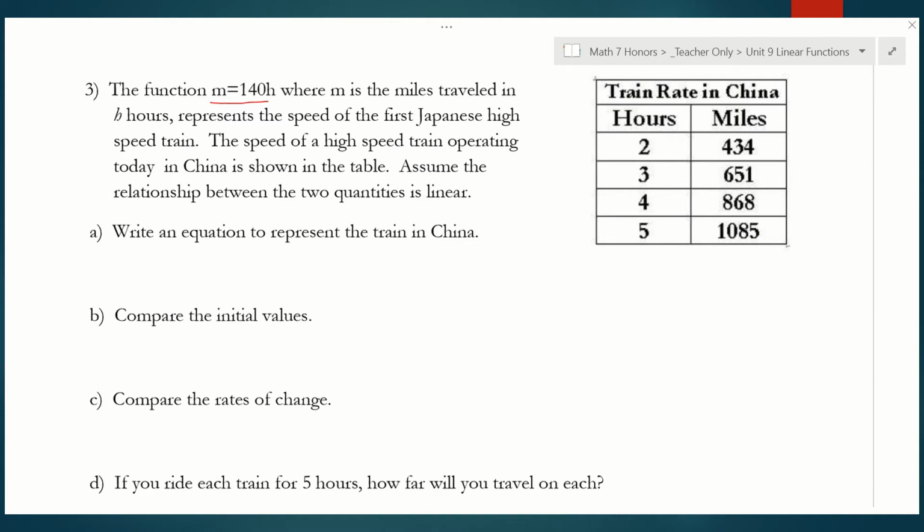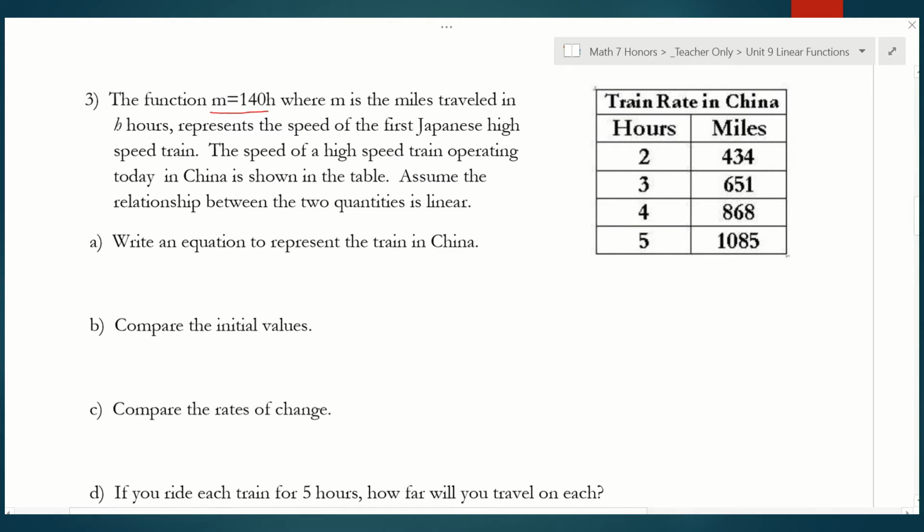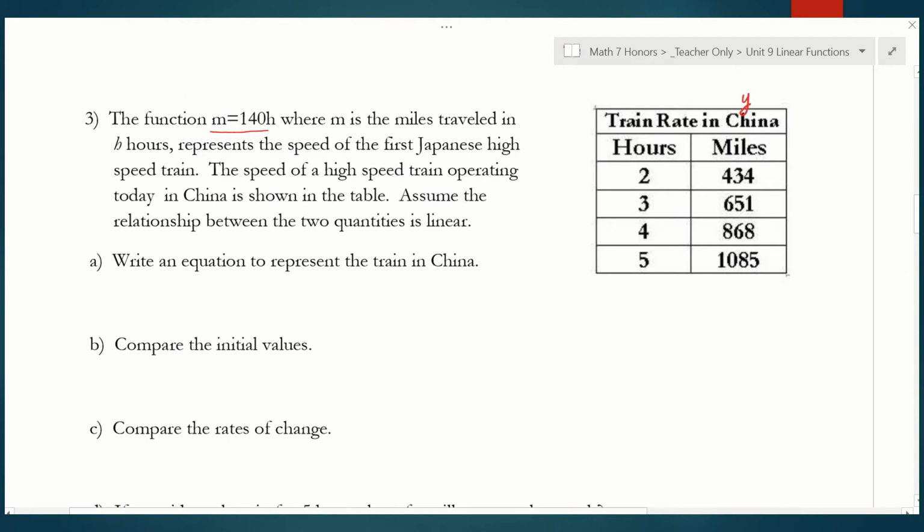We need the slope and the y-intercept in order to write an equation. And so let's figure out here first which variable is x and which variable is y. Based on the equation that we're given for the Japanese train, we can see that they're using m, which is miles, for y. So right away in my table, I'm going to put y for miles. And then h is where x would normally be, which means hours is going to be our x.